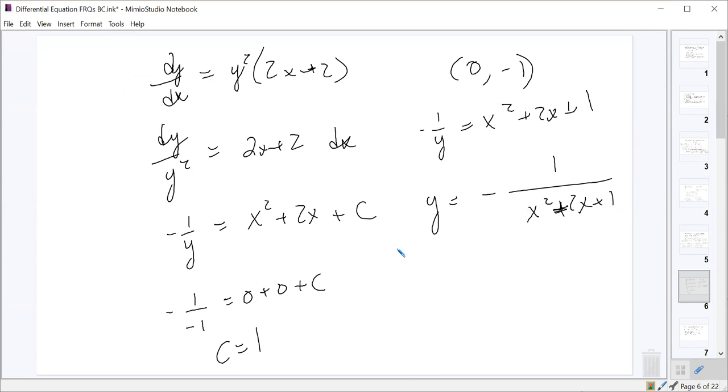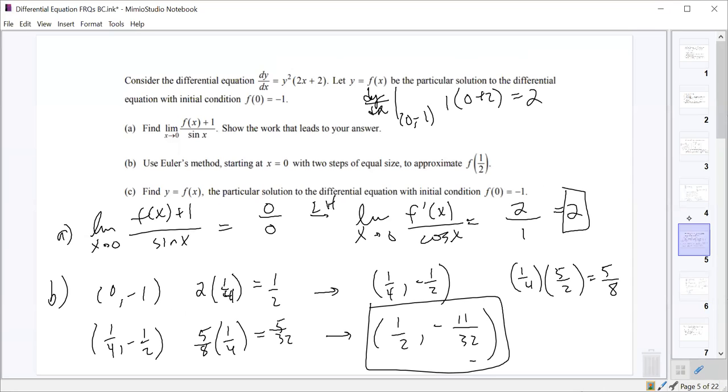That last part was actually worth 5 points: 1 for separating the variables, 1 for your correct antiderivatives, 1 for even having a constant, 1 for using the initial condition to find the constant, and 1 for getting the final answer. Both of these were worth 2 points each. So 1 for the first step, 1 for the second step, 1 for using L'Hopital's rule, and 1 for getting the right answer. Any questions there on that?